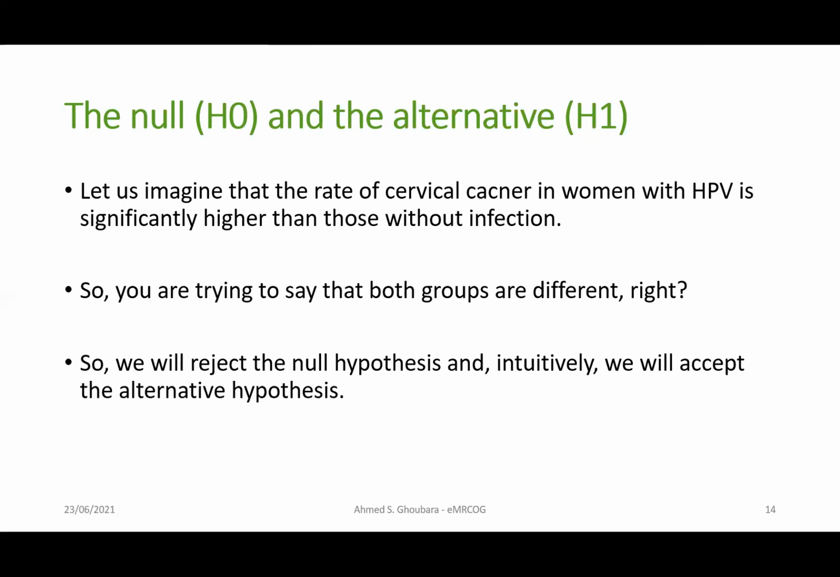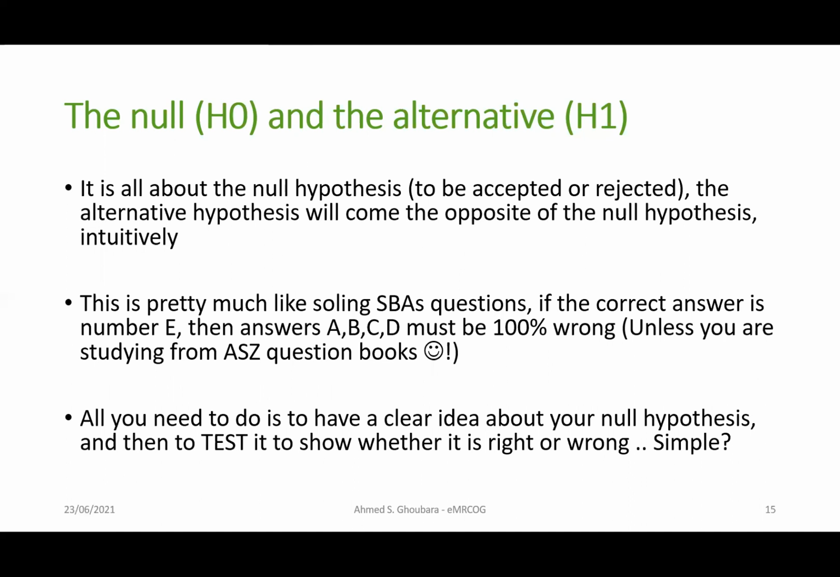That's the way it works. So it's all about the null hypothesis being accepted or rejected. We start with Nina, then Alex comes as a sequel. The alternative hypothesis comes as the opposite of the null hypothesis intuitively. This is pretty much like when you're solving the SBA questions. The correct answer is A, for example, then the responses B, C, D must be wrong. But you don't do that in the exam. You just check the correct answer. You don't need to cross or strike off the other answers. You just click on the correct answer and that's it. And intuitively, all other answers are marked wrong in your response.